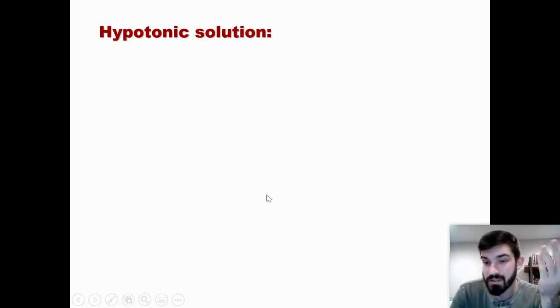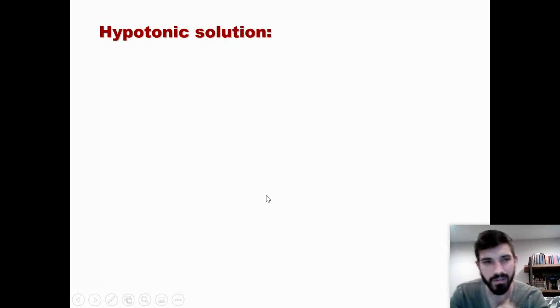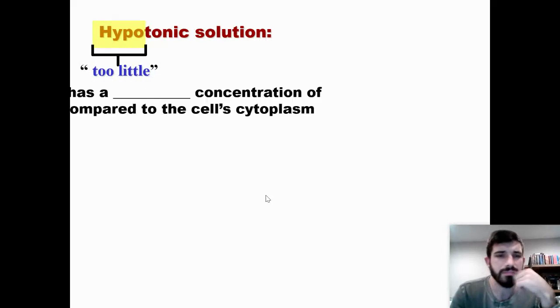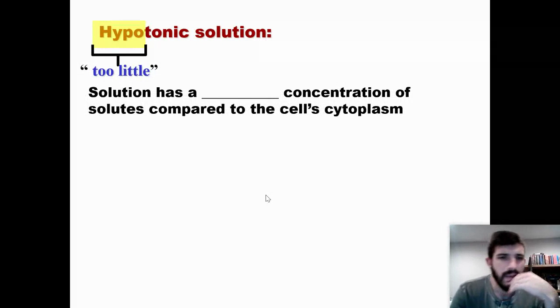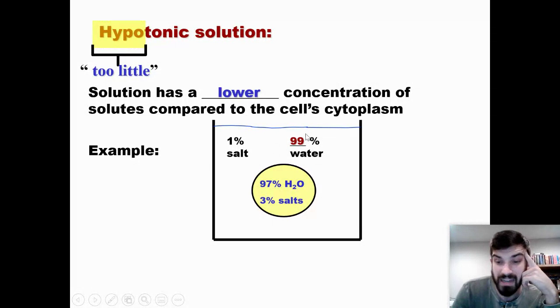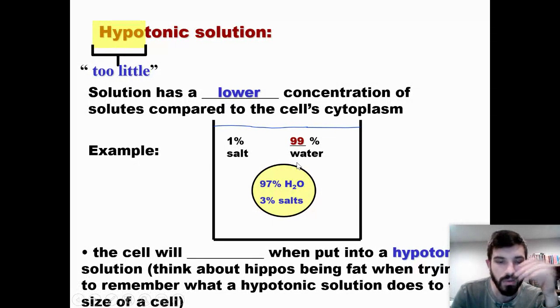Right? Well, the hypotonic solution, you guys know this already. That means that there is too little solute. It has a lower concentration of solutes compared to the cell cytoplasm. Example, right? This water is almost pure. It's 99% water and just 1% solute, right? So where's the water going to go? Inside or outside the cell? You guys already should know this. It's going to go into the cell.